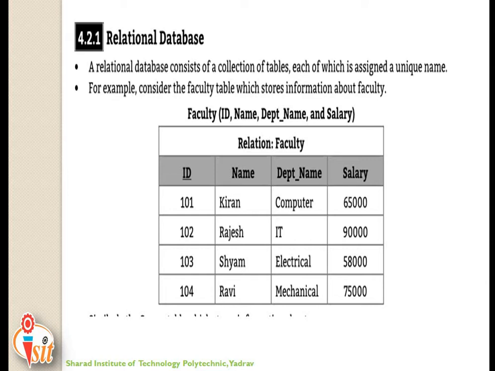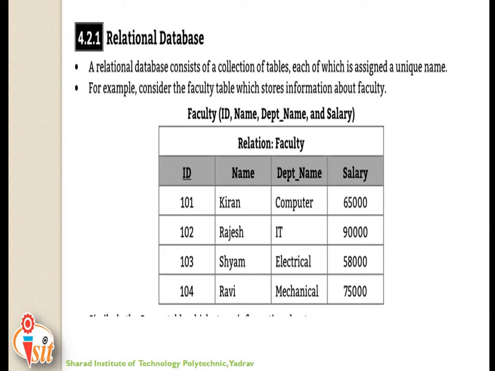Here in this table there are different IDs for the different faculties like 101, 102, 103, 104 and so on. The various names of the faculties like Kiran, Rajesh, Sham and Ravi. After that, for which department they perform their work, the department name of each faculty: Kiran works for the computer department, Rajesh works for the IT department, Sham for electrical and Ravi for the mechanical department.